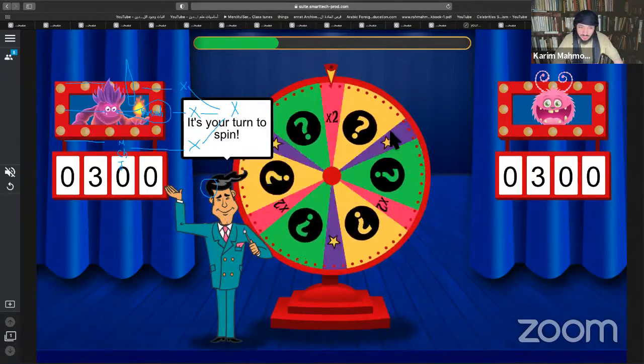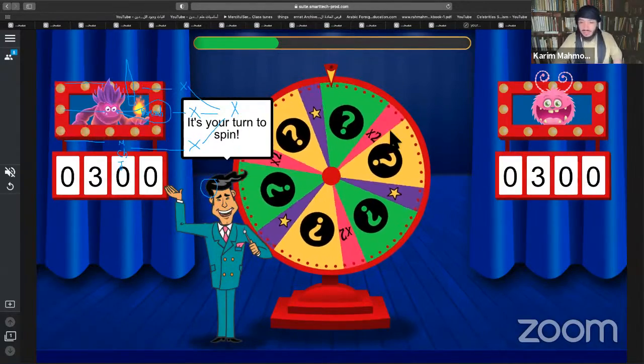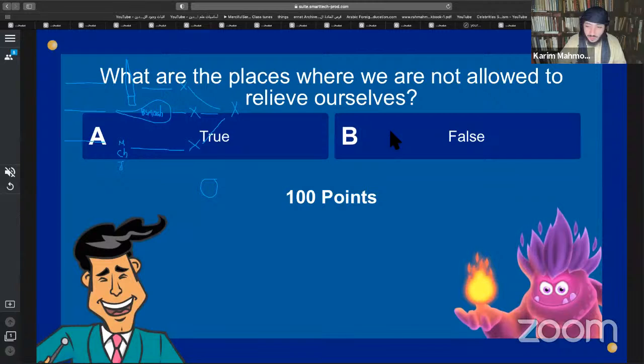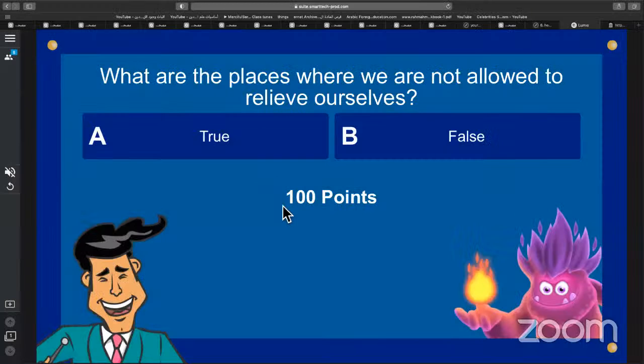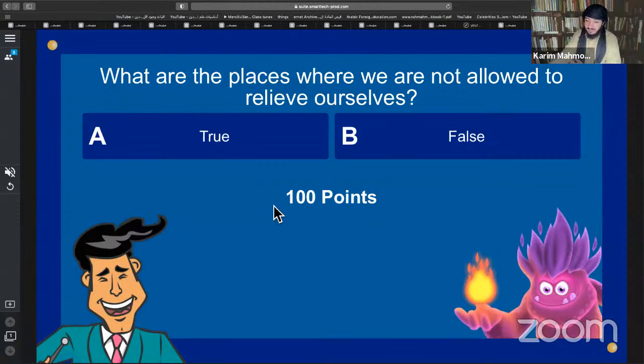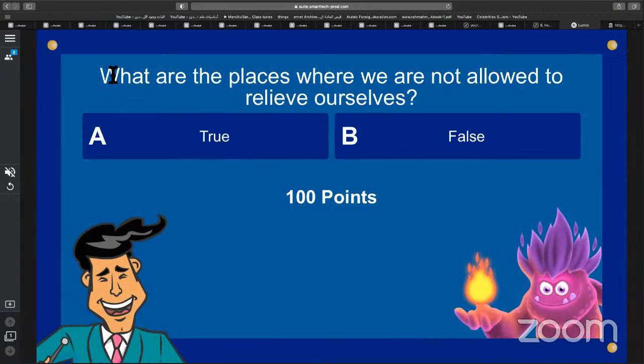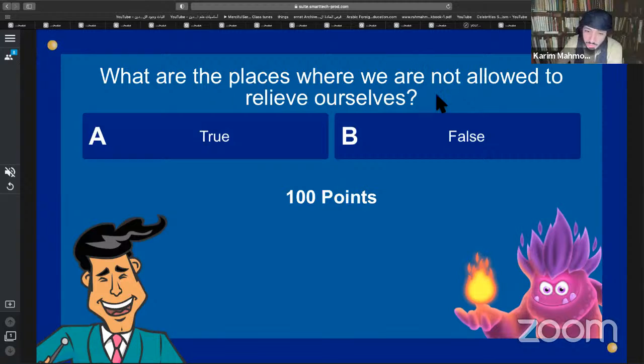Let's go to the next one over here. Okay, this question is for the boys. Let's go ahead and ask our friend Mudathir, who has been missing for a long time. Hello, hello. Hi, Mudathir. You want to go to the bathroom? No. Answer my question. Let's go. What are the places we're not allowed to use to relieve ourselves? Mudathir, obviously, when we want to use the bathroom, we go to the bathroom.